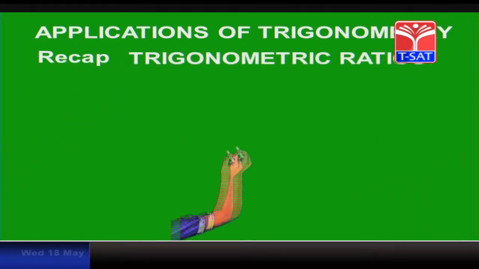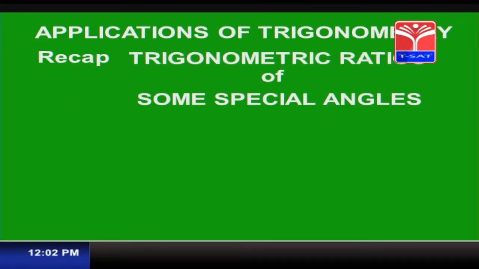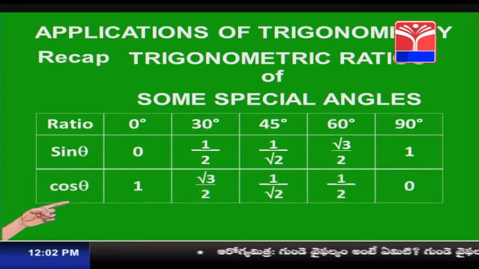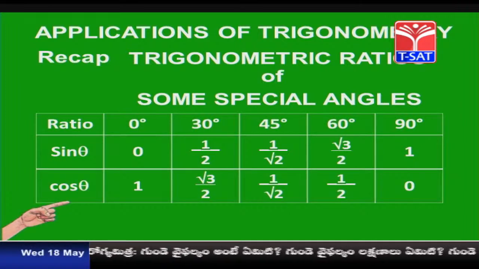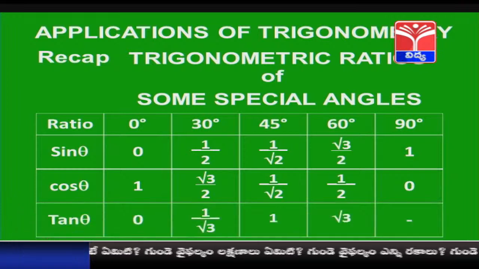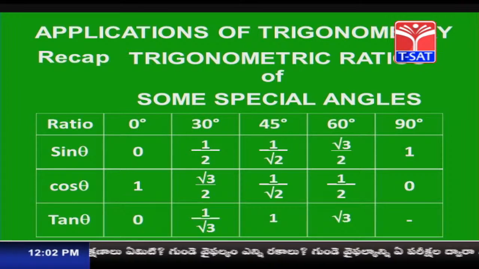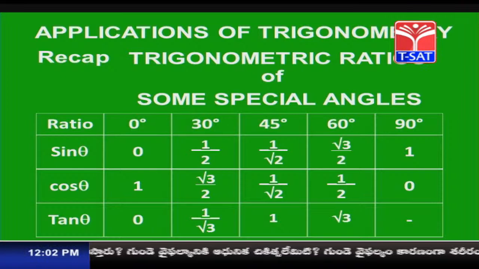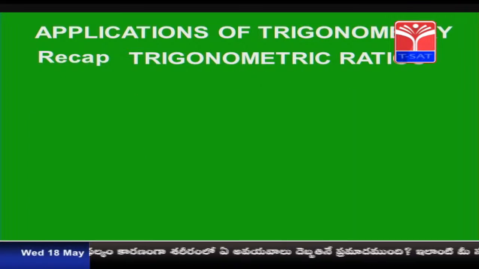Recap: trigonometric ratios of some special angles. We are going to discuss the ratios for 0 degrees, 30 degrees, 45 degrees, 60 degrees, 90 degrees. First ratio is sin theta, next is cos theta, then we have tan theta. You are able to see the table which gives the values for some special angles, right. Not only this, we have 3 more trigonometric ratios.